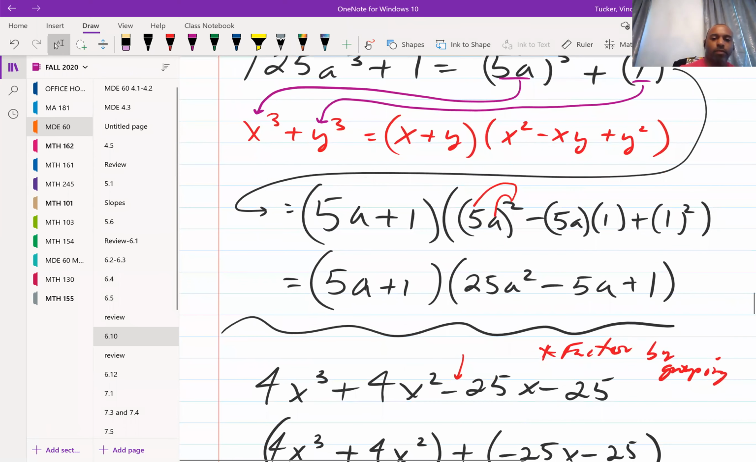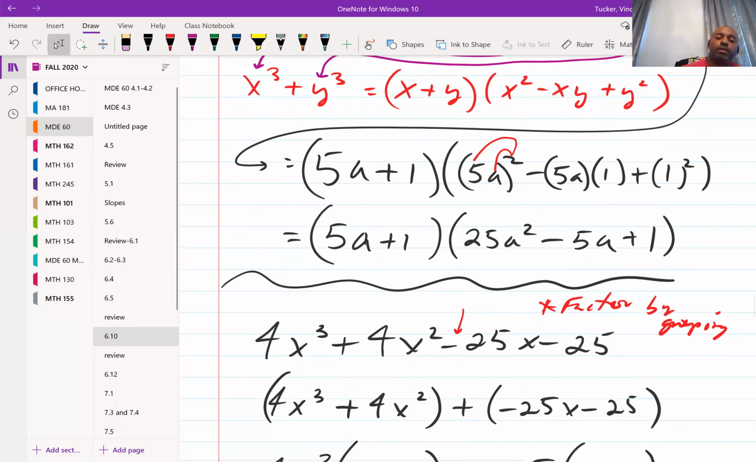Okay. So here we have 4x cubed plus 4x squared minus 25x minus 25. So no matter what section you're in, don't forget your techniques. Whenever you have four terms, we're supposed to be leaning on factoring by grouping. So that's what we will do here. That initial move has nothing to do with difference of squares, difference of cubes, sum of cubes, or anything like that. It's what we've talked about previously. We see four terms, so it's like, okay, now I need to use factoring by grouping. So that's what I did here.